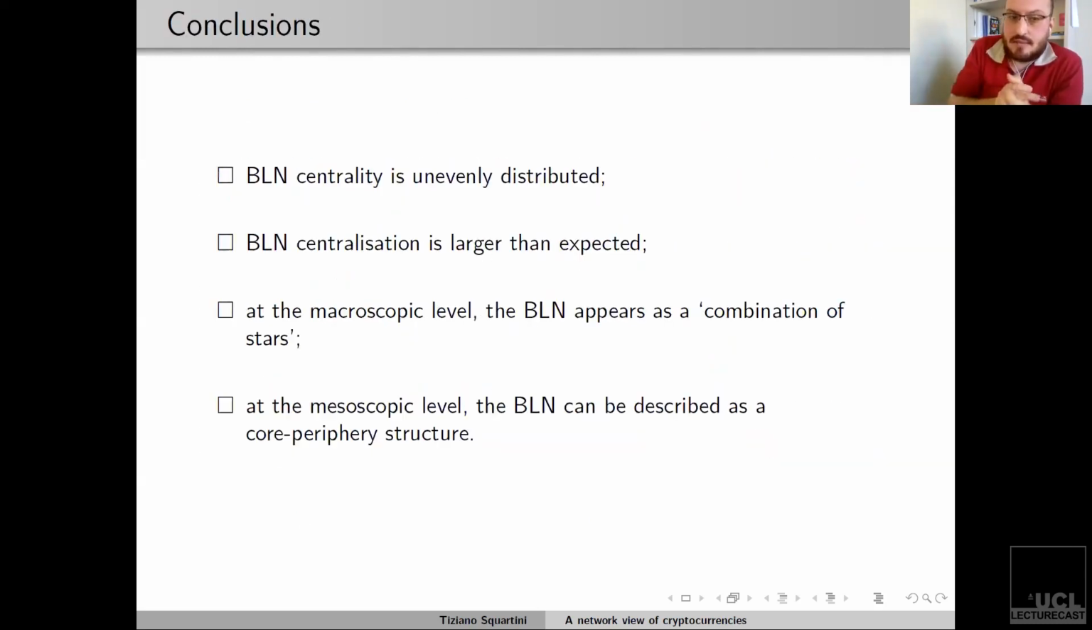So to conclude, I have presented an overview of the results of network theory applied to cryptocurrencies, both for what concerns Bitcoin and the Bitcoin Lightning Network. One of the most interesting topics that we have faced is that of centralization. And it's interesting to see, at least to me, that at the structural level, you recover some kind of centralization that in principle shouldn't be there, because they are designed as decentralized payment systems.